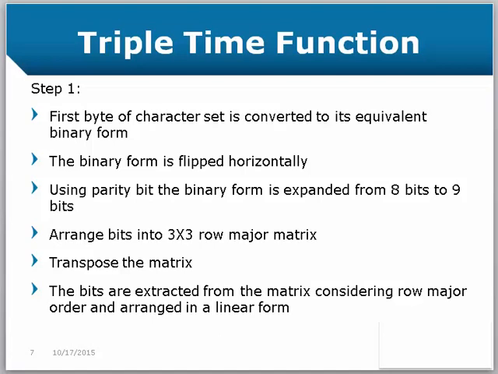The binary form is expanded from 8 bits to 9 bits. 8 bits is already an ASCII format, and we are going to extend it to 9 bits. Now we will arrange these bits into a 3×3 row measure matrix.